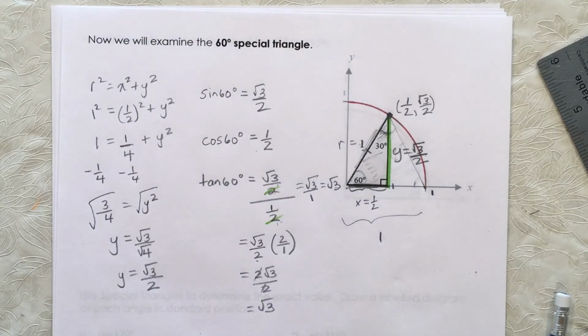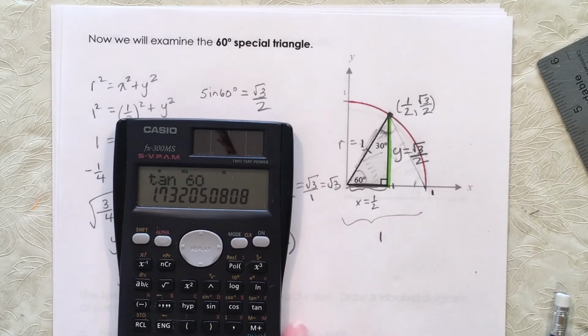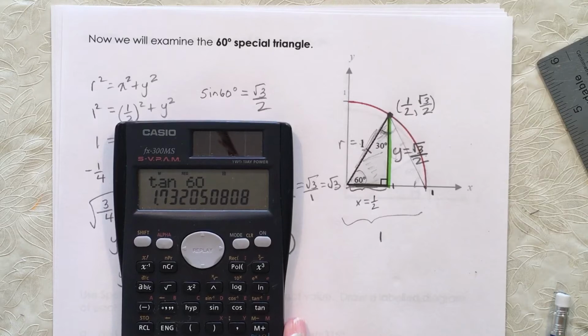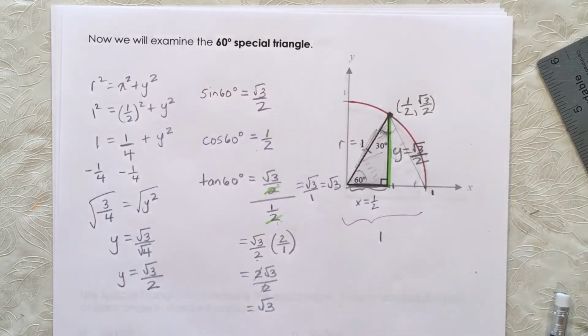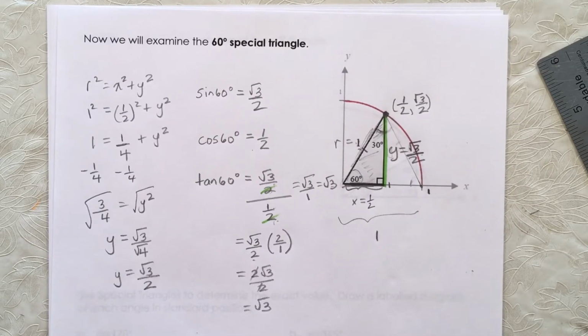So let's check that again. So the tan of 60, we get 1.73205, and then let's try root 3. Exact same decimal, okay? So that's our second special triangle.